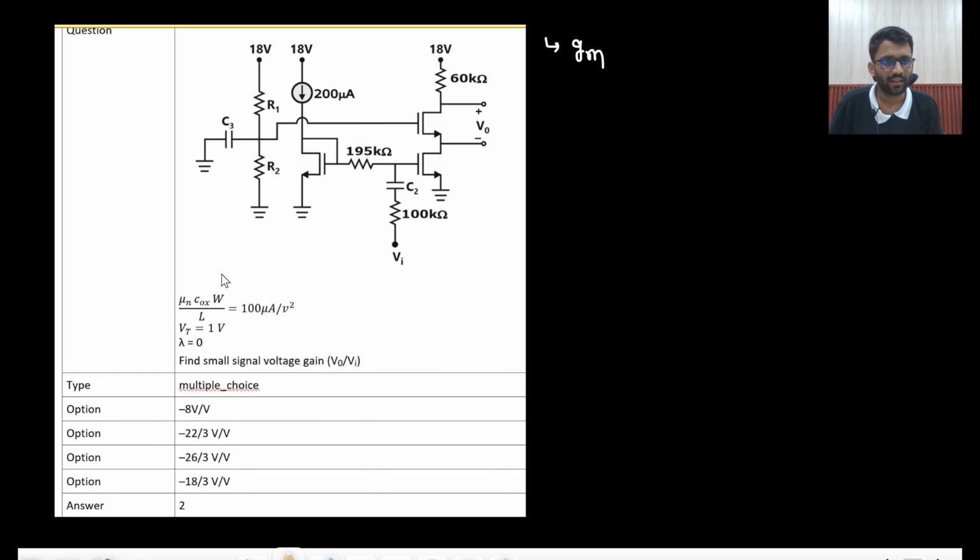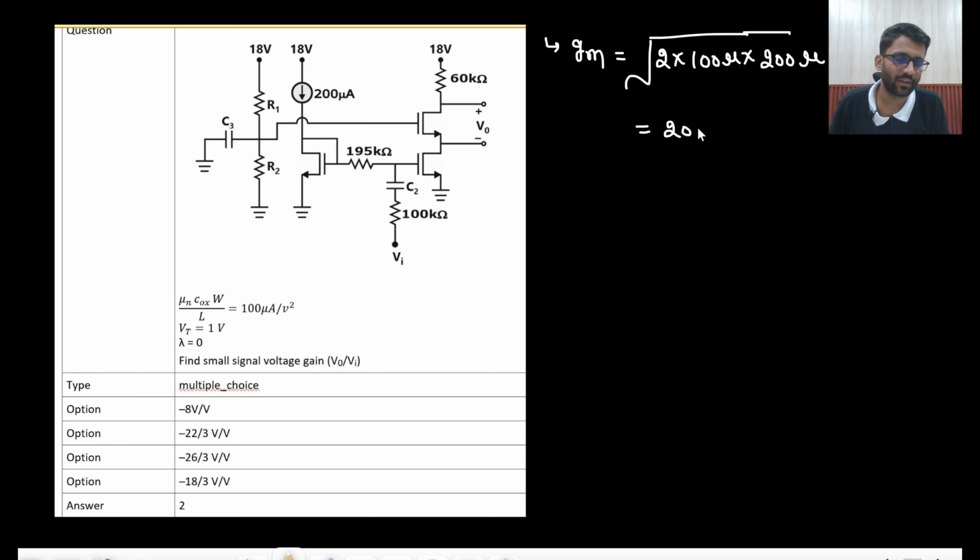For the gm value, what is the formula? Root 2 times mu n Cox W by L, that is 100 micro, times ID. This is 200 microampere current. If you do the DC analysis, the large signal analysis, then this capacitor will be open and both transistors will be in current mirror. So 200 microampere will be copied here as well. C2 will be open circuited. So in all the transistors, 200 microampere current is flowing. So the gm value I am getting is 200 micro Siemens.